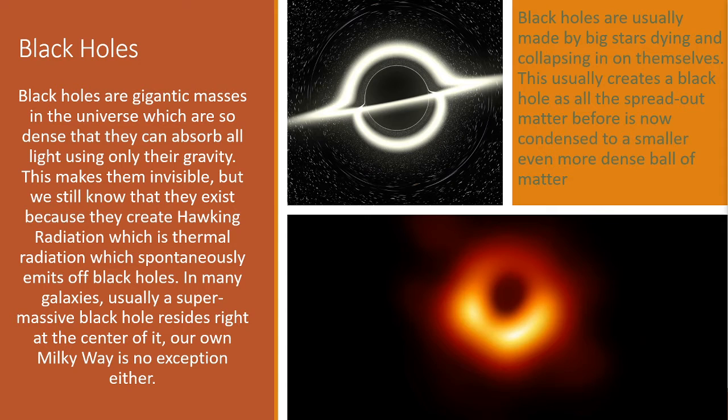Black holes are usually made from big dying stars collapsing in on themselves. This usually creates a black hole, as all the spread out matter before is now condensed into an even smaller, even more dense ball of matter.